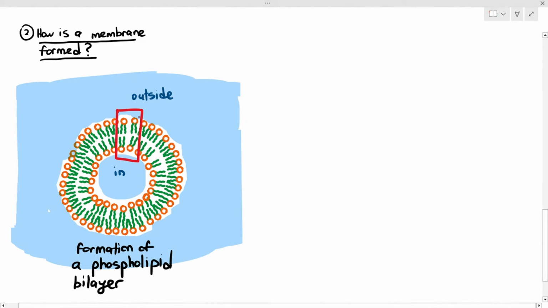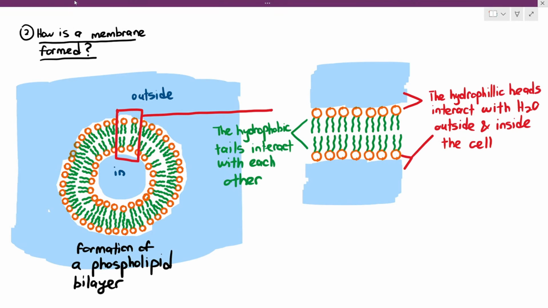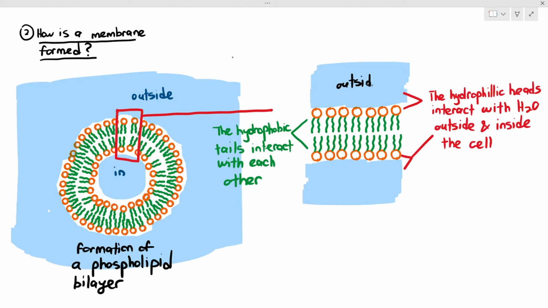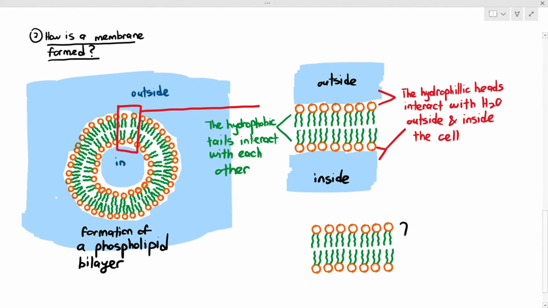So if we were to just take a section of the bilayer, and a question asks you in the exam, how do phospholipids form a membrane? All you basically have to say is the hydrophilic heads, or the polar heads, interact with the water that is outside and inside the cell, and the hydrophobic tails interact with each other. And thus, this causes the formation of the phospholipid bilayer.